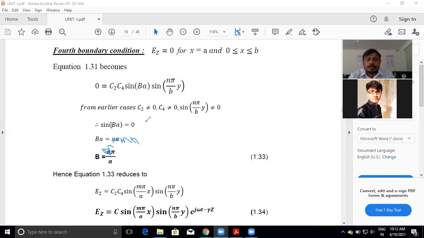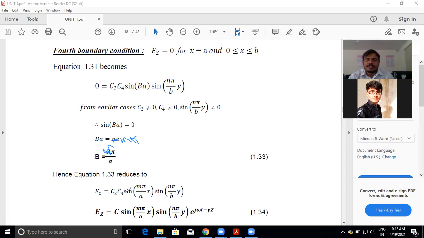So now some integer you can take here. So B A is equal to... already using n in the earlier case, that's why I'm putting m here. M into pi. So now B is equal to m pi by A. Now substitute these things in the above equation.